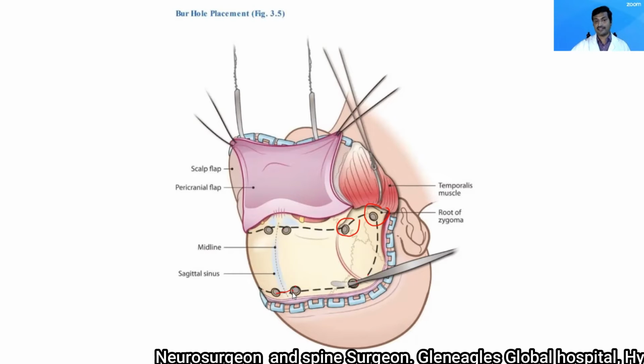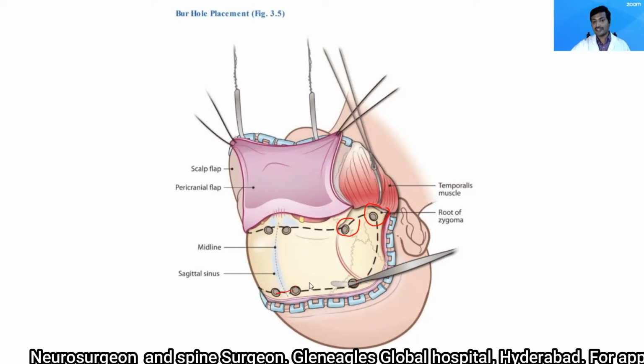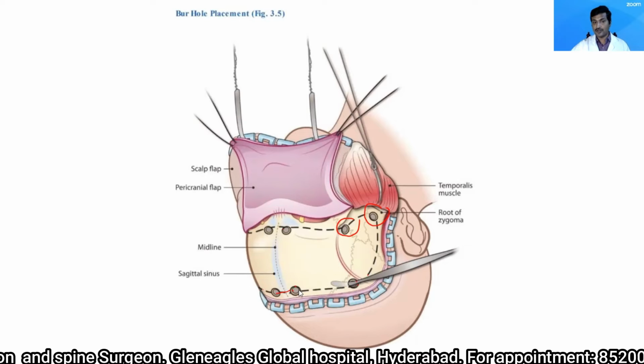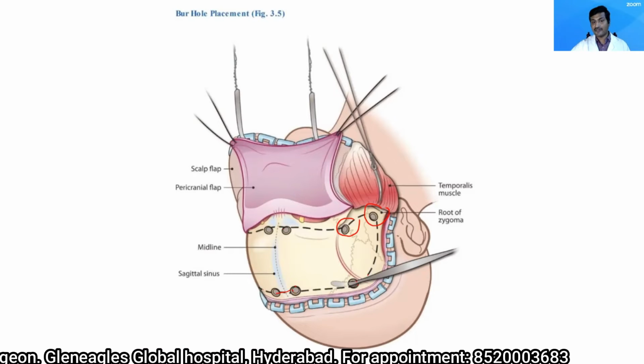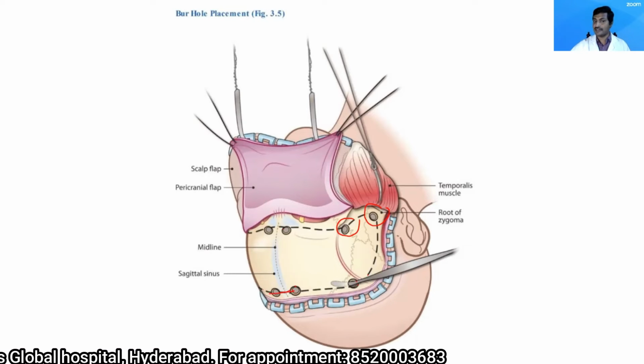So there are two techniques. Some people try to dissect it with a Penfield dissector, the way it's shown over here, gently, until from one burrow you go into the opposite side.